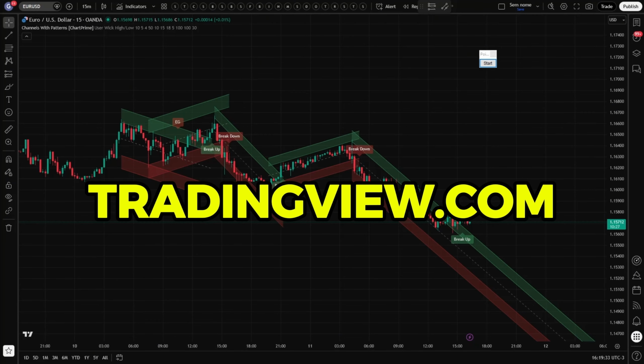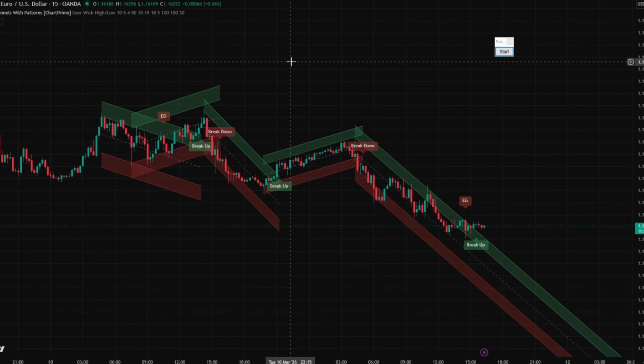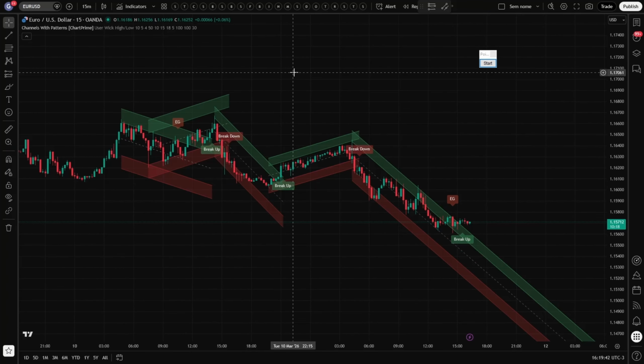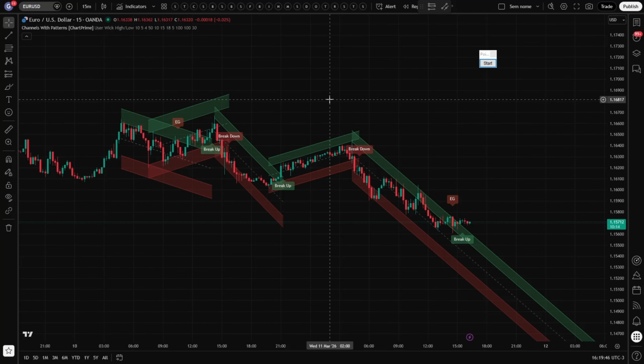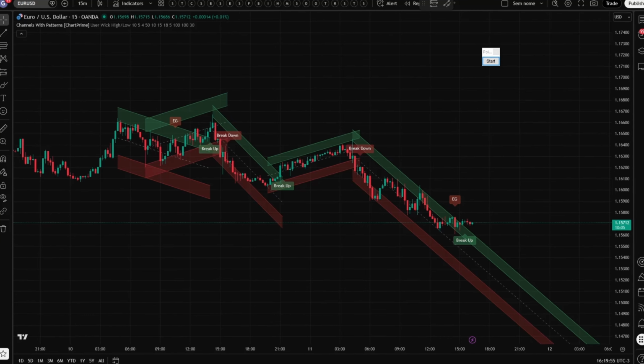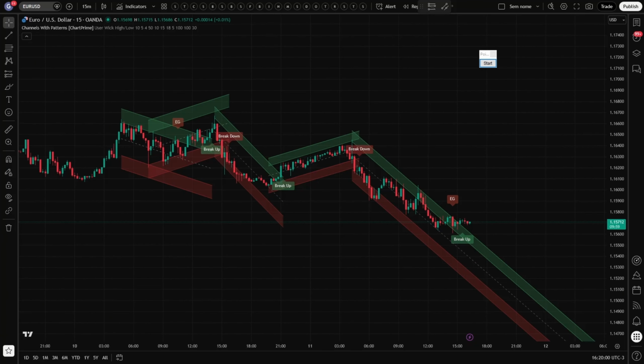The first thing you need to do is open TradingView.com and choose an asset to trade. I'm on the Euro USD, but you can choose crypto, Forex, stocks, indices, whatever you prefer. I'm currently on the 15-minute chart, and this indicator functions effectively across all time frames, starting from 5 minutes and above. The primary function of this indicator is to rapidly identify and outline clear trend channels on your chart.